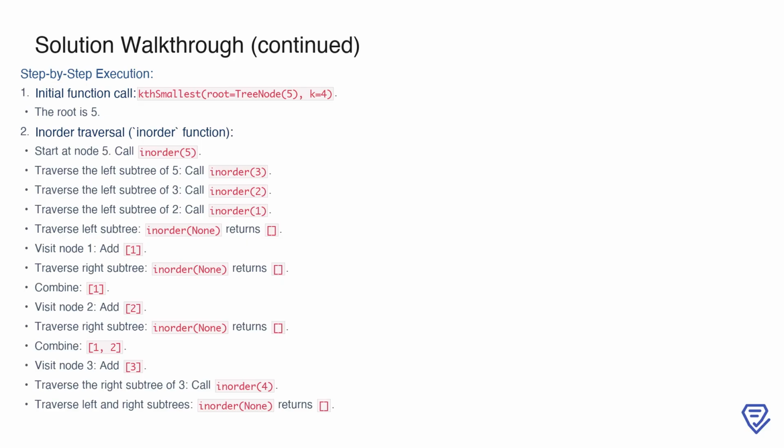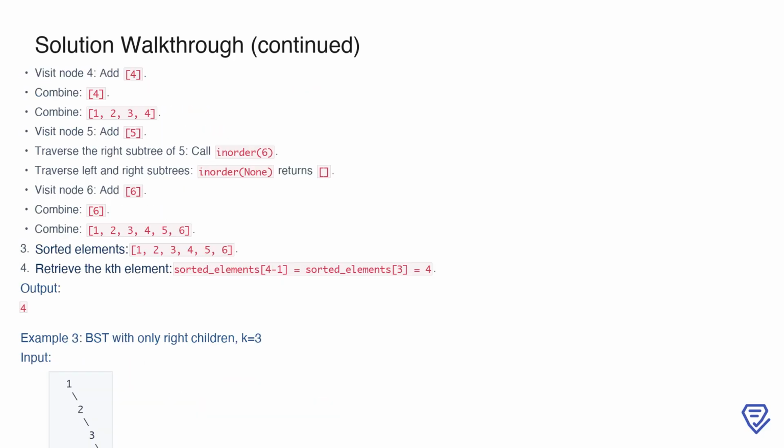Returning to node 2, we now visit it and add its value, resulting in 1, 2 so far. Since node 2 has no right subtree, the result remains 1, 2. At node 3, we now visit it and add its value, combining the results from the left subtree and the current node to get 1, 2, 3. Next, we traverse the right subtree of node 3, which leads to node 4. For node 4, both its left and right subtrees are none, so we simply visit it and add its value, resulting in 4. Combining these results gives 1, 2, 3, 4 for the left subtree of node 5.